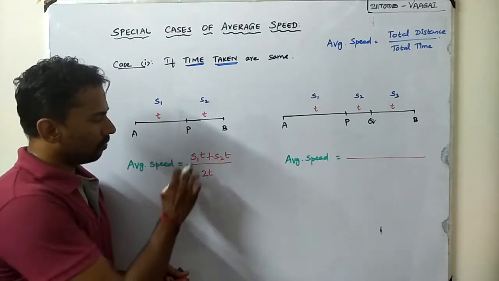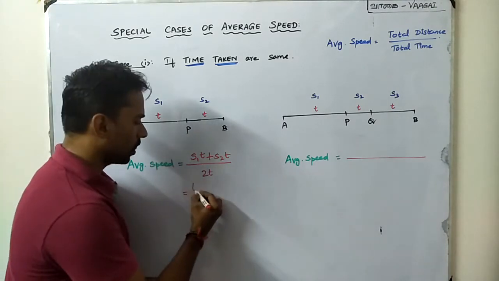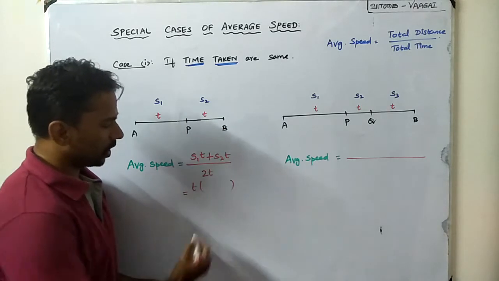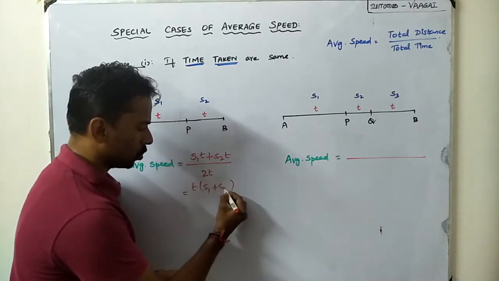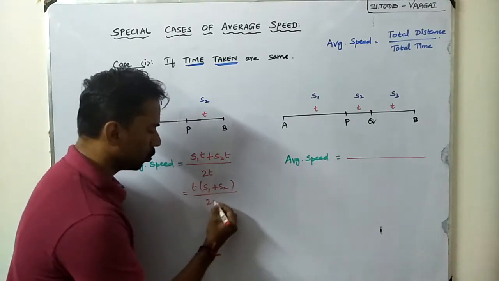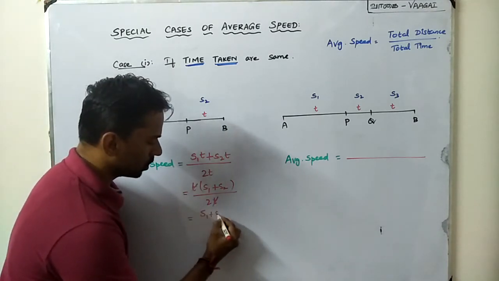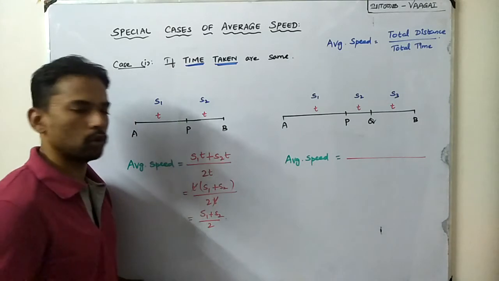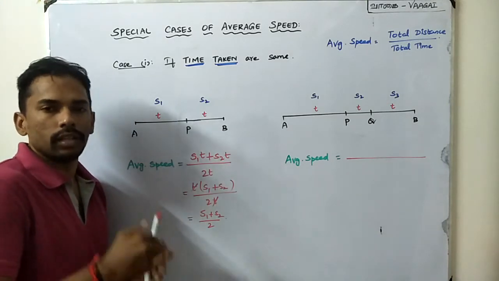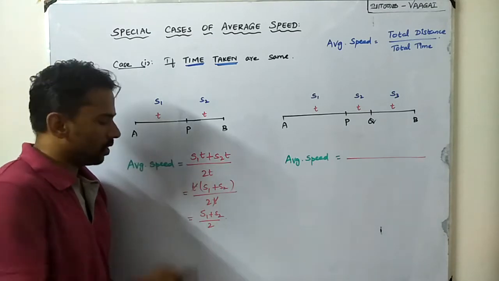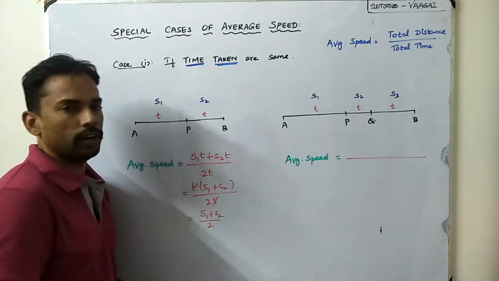See the numerator, I have T as a common factor, right? So I can very well remove the T out, and what I will have inside I will be having S1 plus S2 divided by denominator is 2T. I can cancel this T and T. So I will be ending with S1 plus S2 divided by 2. So when the time taken is going to be the same, then if we have two speeds, we can calculate average speed like just S1 plus S2 divided by 2.